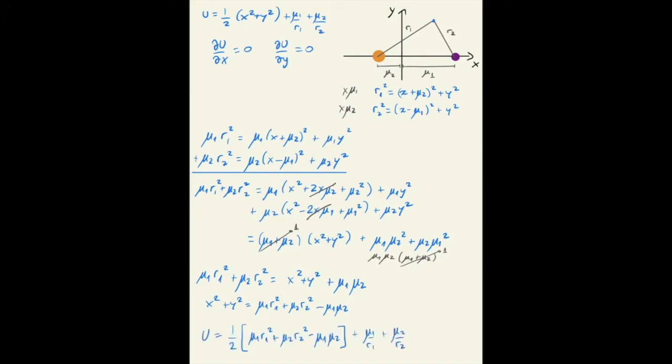Now you may be asking why we're doing this. We had an equation for U, and we are seemingly substituting that by an equation that is more complicated.